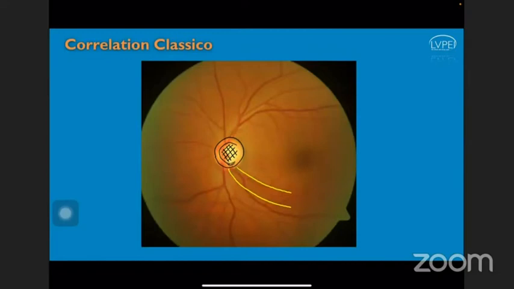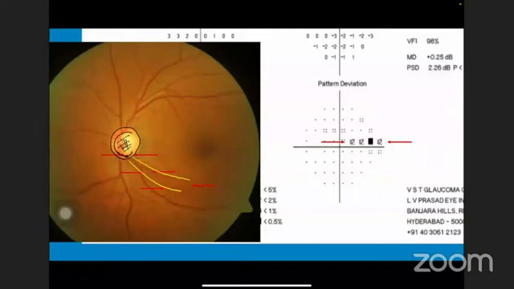But it's not only important to zoom in and look at the disc, it's also very important to look at the nerve fiber layer defect. And we can clearly make out that there is a nerve fiber layer defect inferior temporally, and that is correlating with the excavation that was seen earlier. Now, this is what is called a perfect correlation. When you see an inferior excavation or nerve fiber layer defect on the disc, and you see a superior scotoma in the visual field.